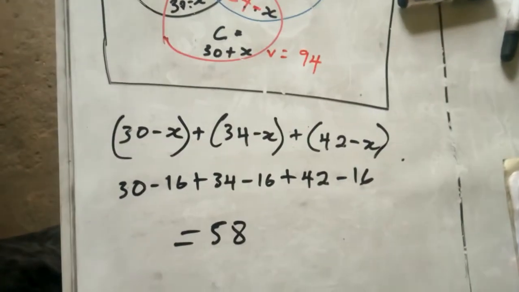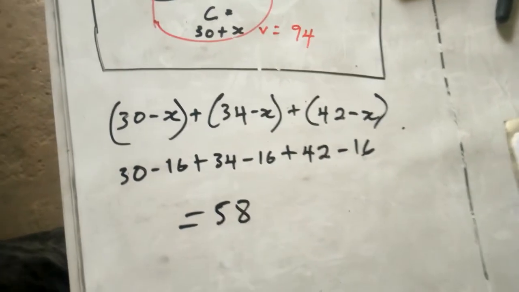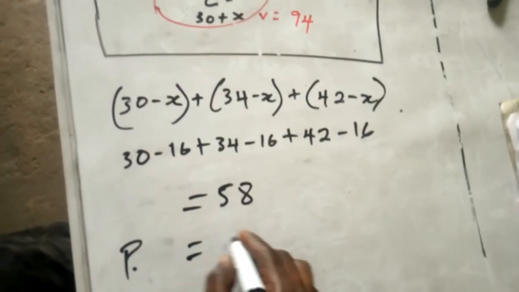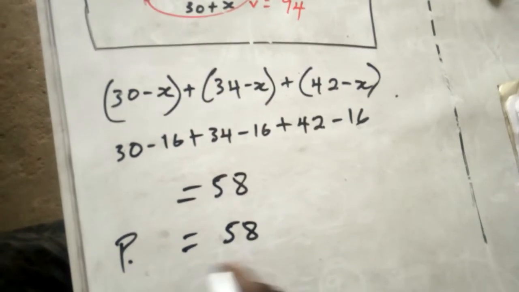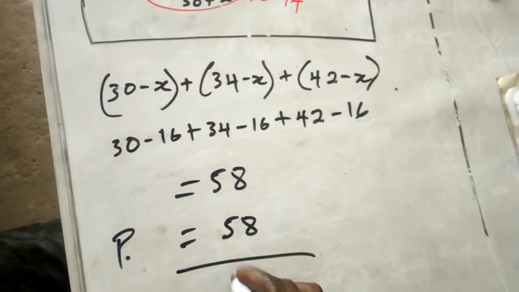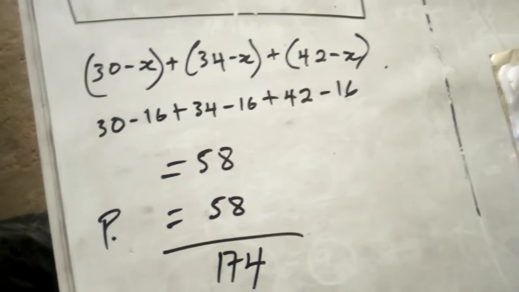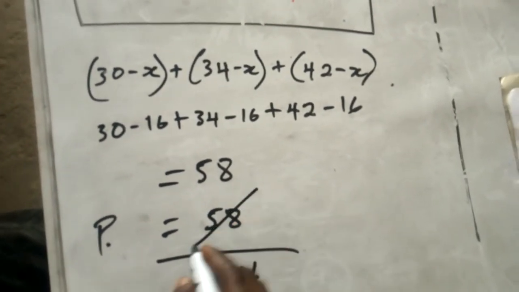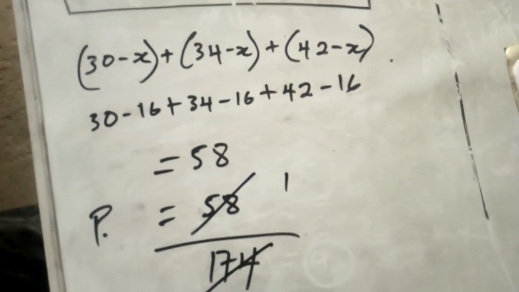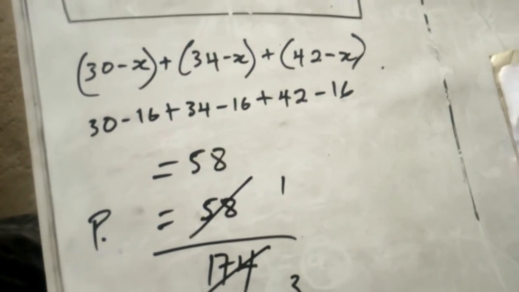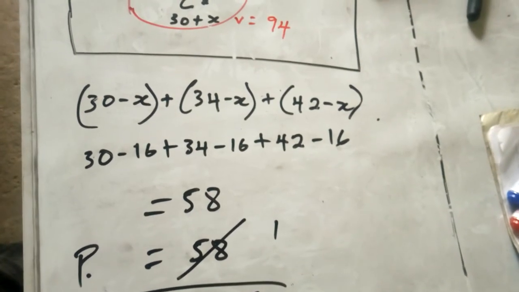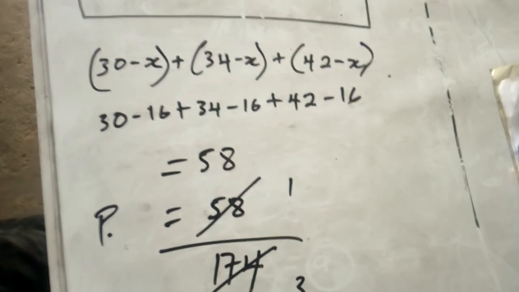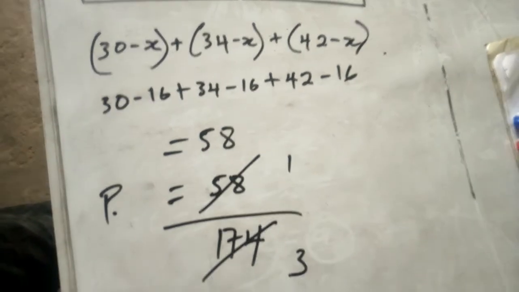So now the question says, what is the probability? I've already explained the word probability. So it will be 58. The probability of so and so is equal to 58 over the total. How many people are in the class? 174. So 174 are in the class. So doing some calculations, 58 will go into itself 1, and then it will go into 174 3 times. So the probability that those who play only the two games is 1 over 3.